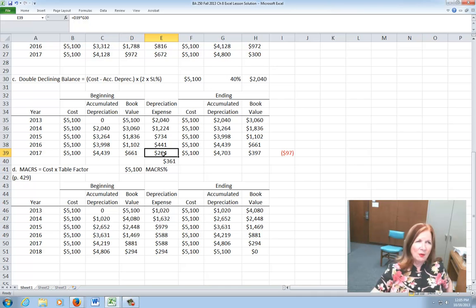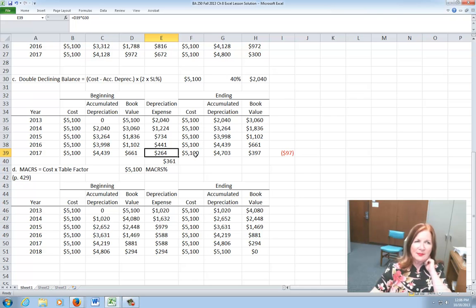We now determine depreciation expense by multiplying book value times our 40% constant. So in our terms, that's a D39, the book value right next to me in the D column, right next to where I'm working, times the constant G30, that's the cell the 40% is in, and I get 264.